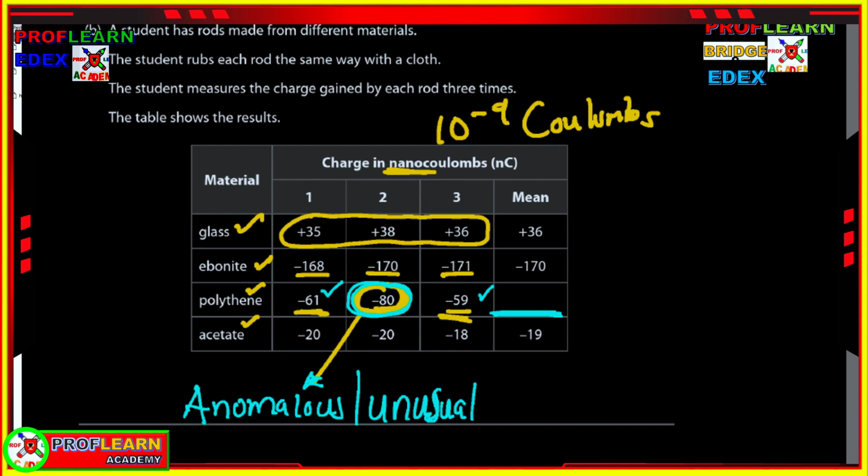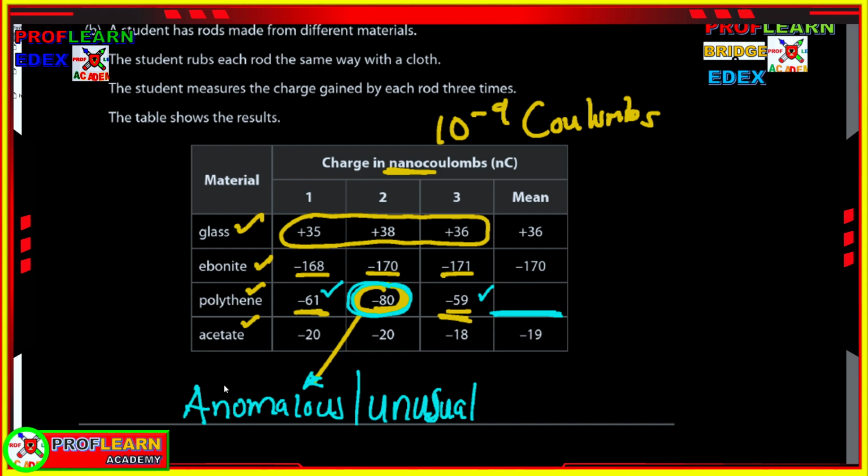A student has rods made from different materials. The student wraps each rod the same way with a cloth. The student measures the charge gained by each of the rods 3 times, and then we can see the glass had a mean of 36, ebonite had a mean of negative 170. Polythene doesn't have any mean here. Acetate has a mean of negative 19.